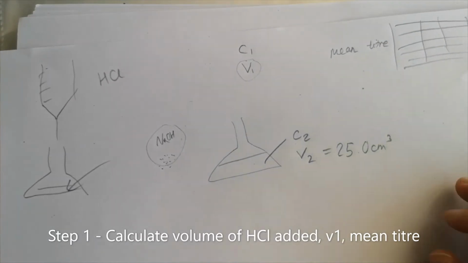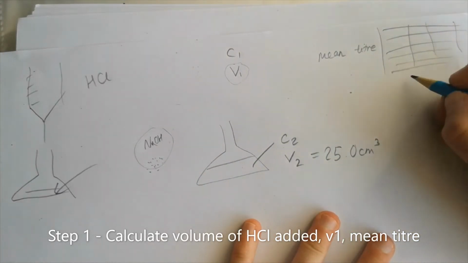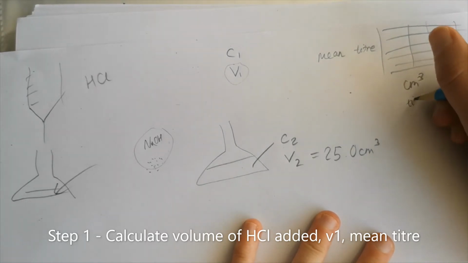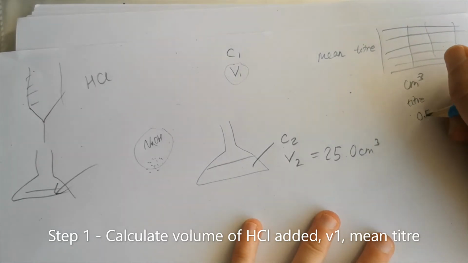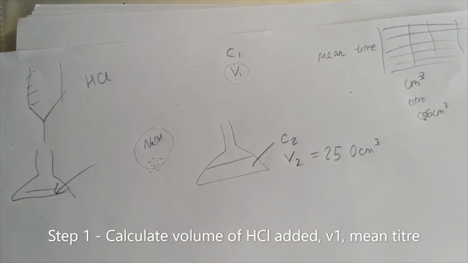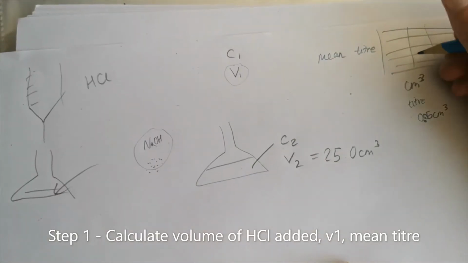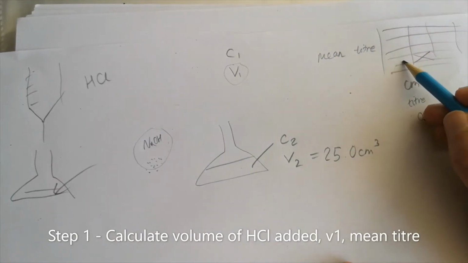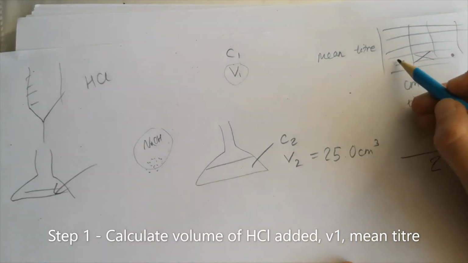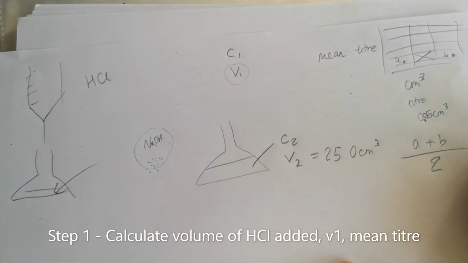Normally you'll be given a table of volumes in cm³ of the rough and several regions of the titer. Titer values that we include in our answer must be within 0.05 cm³ of one another. If there are any that are significantly higher or significantly lower, we must discard those values as they are erroneous or anomalous results. Remember, when calculating the mean, you should always divide by the number of values that you are averaging over. So if we had A and B, their average would be A plus B over 2.